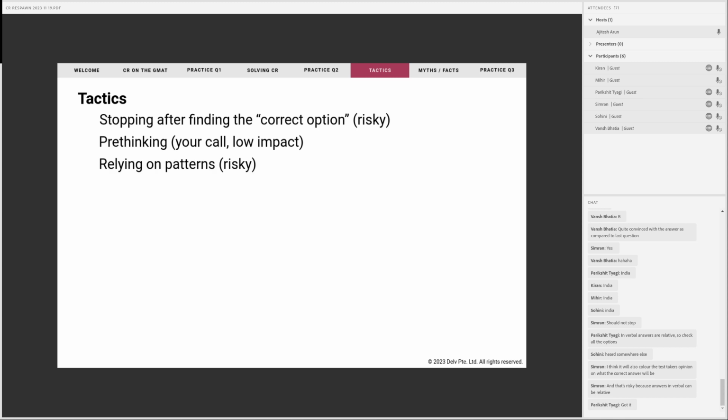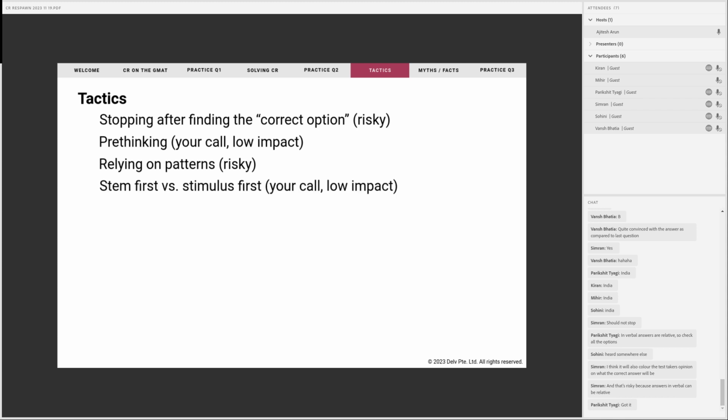All right. The next one is relying on patterns. There are certain patterns we're going to discuss in our classes. Sometimes students, when they start solving a question, think, okay, I immediately need to categorize the correct answer into a certain pattern. This is incredibly risky. I want you to keep an open mind when you're doing critical reasoning. Don't rely on patterns, right? This is not the way to get a high score in critical reasoning.